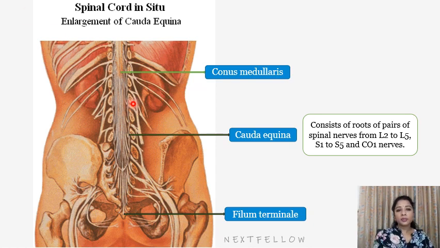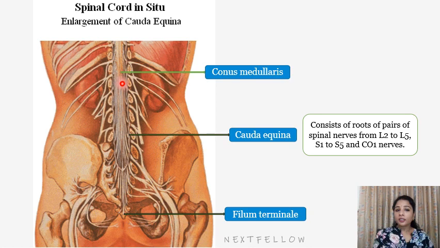So here in this image we can appreciate the lower part of the spinal cord along with the bunch of nerves which is called the cauda equina. The filum terminale is the continuation of the pia mater below the spinal cord. The lower part of the spinal cord terminates as the conus medullaris or medullary cone, which is located at the lower border of L1 in adults.